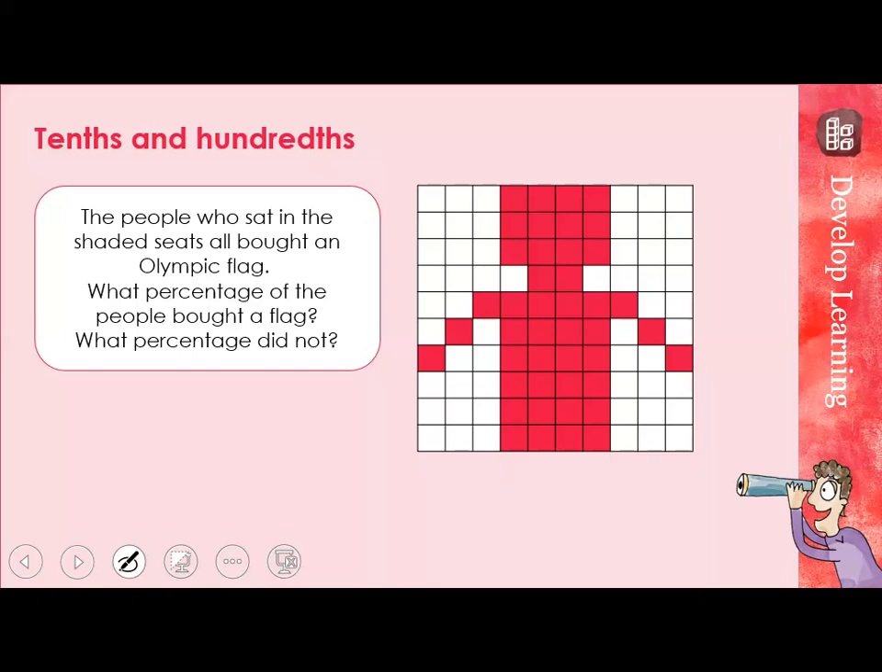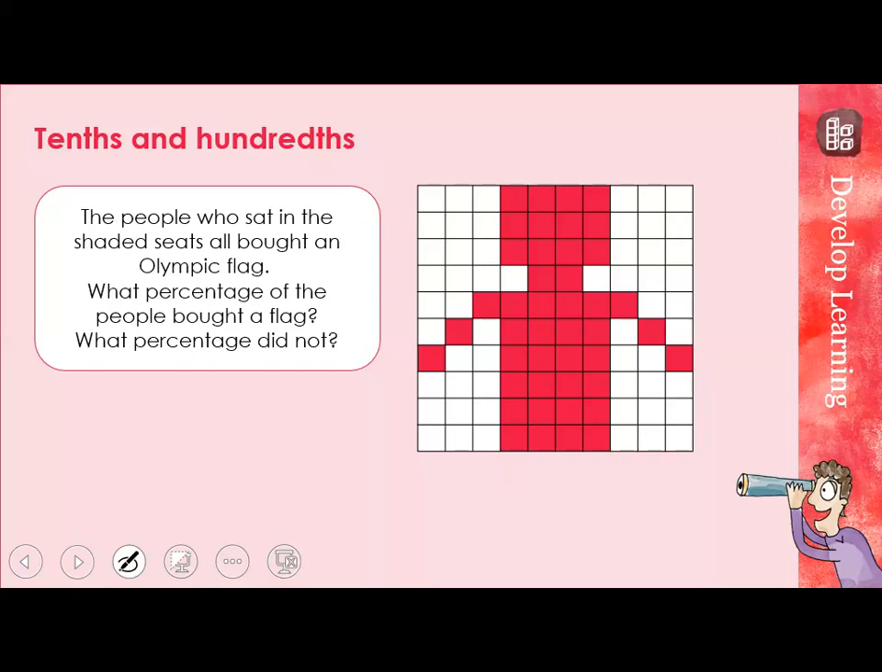So now we have another problem. It's telling us that all of the people who sat in the shaded seats all bought an Olympic flag. What percentage of the people bought a flag and what percentage did not? So let's break that question down into two parts. Let's firstly work out what percentage of the people bought a flag. How am I going to work that out? I'm going to count up all of the people sitting in a shaded seat.